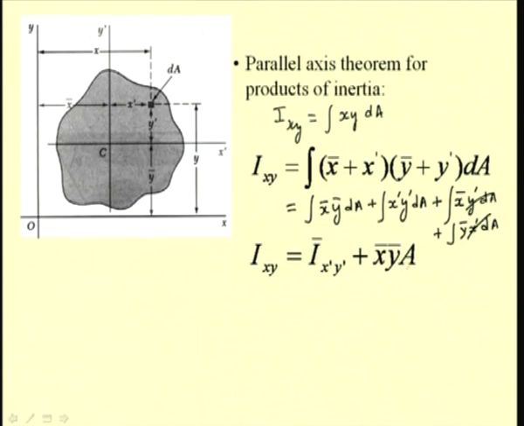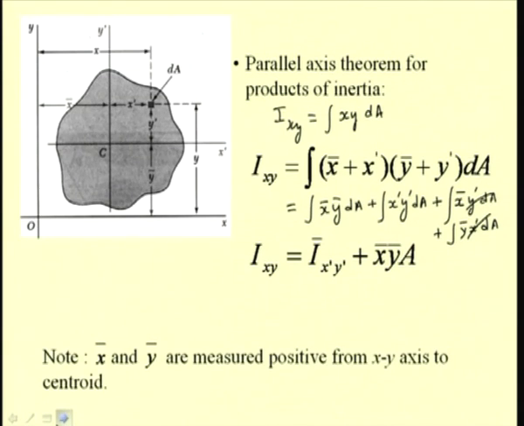We saw that in case of the second moments, the quantity is always positive because we have y square or x square, and so whether the element is in the positive or negative direction of a given axis, the quantity is always positive. But in this case, this quantity is positive or negative depending upon the sign combination of the location of this centroid with respect to the axis that we have considered, that is O, Y, X. So, if the centroid is located in other quadrants, then this value will have appropriate signs. So, one has to note this point, that these values are measured positive from the xy axis to the centroid.